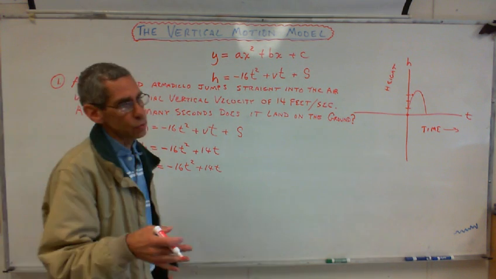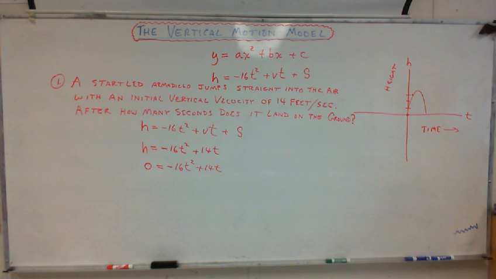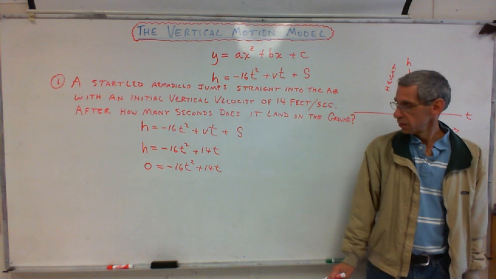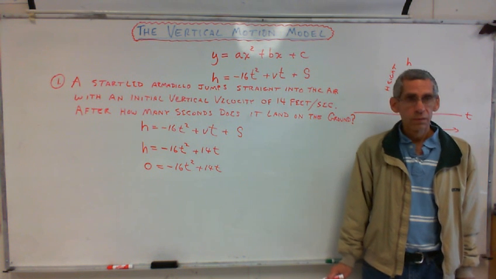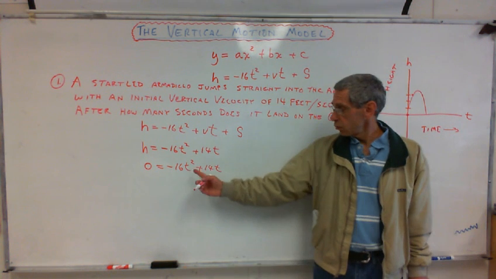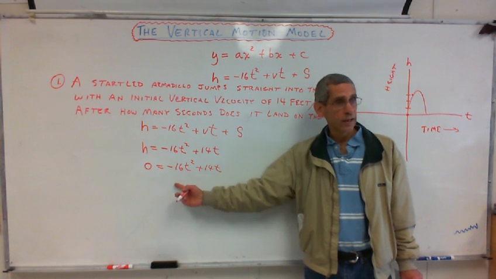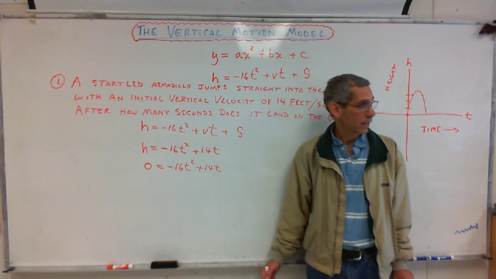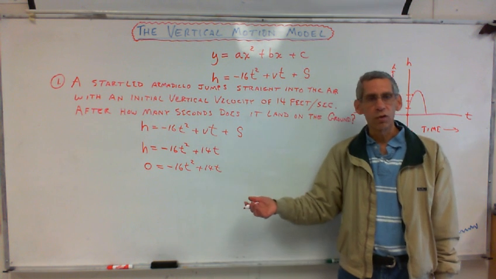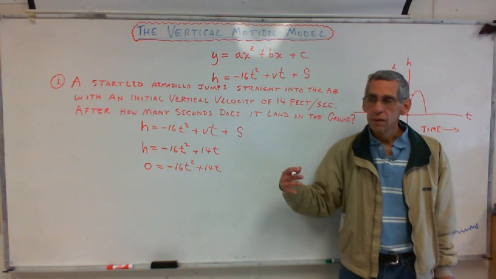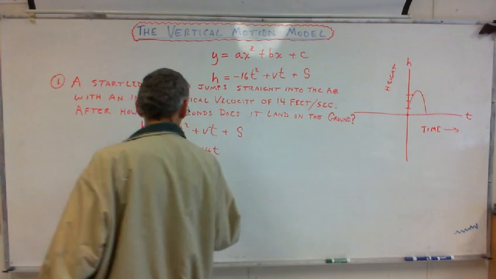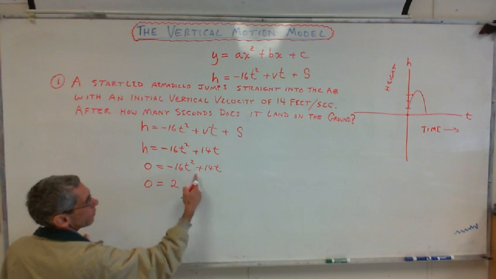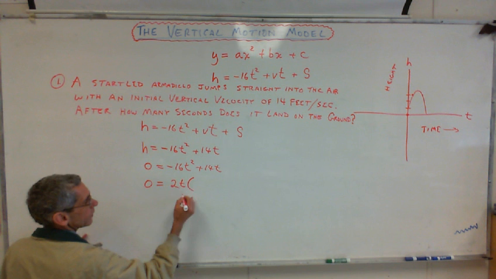What's the first thing you always try? Try to factor it. How could I factor this? Would you both agree that 2 goes into both of these? Yes, I could take a 2 out. What else could I take out? A t. What are we looking for? The greatest common factor. The greatest common factor of the numbers is 2, and the greatest common factor of the variables is t. So 0 is equal to 2t, parentheses, I'm going to factor that out.